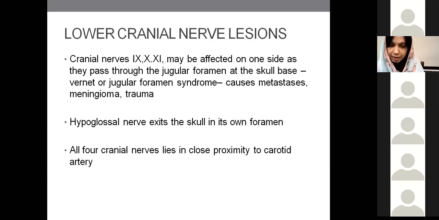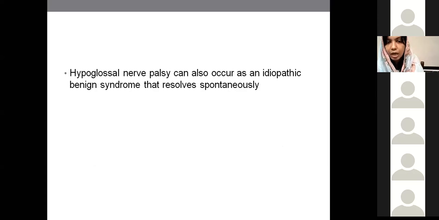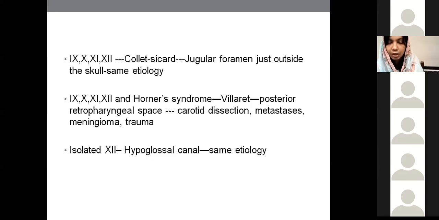All four cranial nerves lie in close proximity to the carotid artery, and here they can be involved by a carotid artery aneurysm. Hypoglossal nerve palsy can also occur as an idiopathic benign syndrome that resolves spontaneously. 9th, 10th, 11th, 12th can be simultaneously involved. The term used is Collet-Sicard syndrome. Jugular foramen just outside the skull, same etiology.